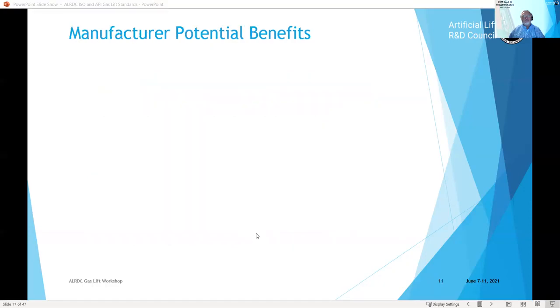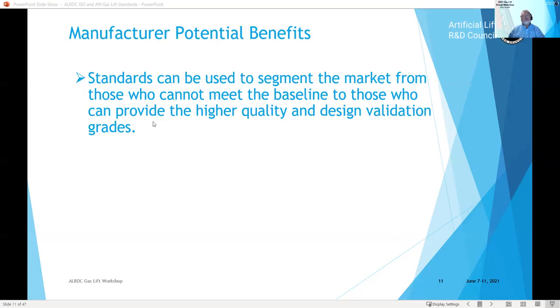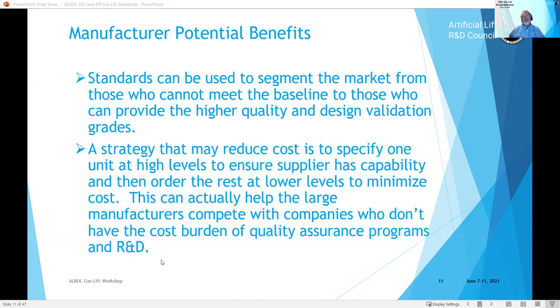So what are the manufacturer's potential benefits? Standards can be used to segment the market from those who cannot meet the baseline to those who can provide the higher quality and design validation grades. A strategy that may reduce cost is to specify one unit at high levels to ensure the supplier has capability, and then order the rest at low levels to minimize cost.